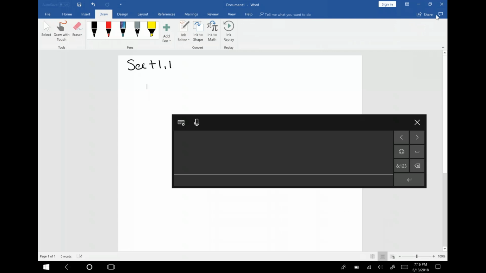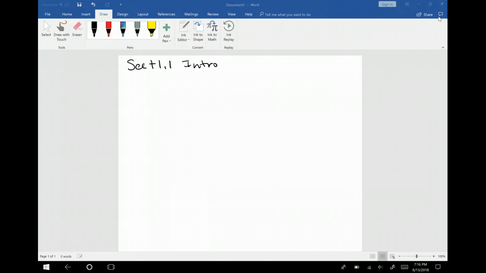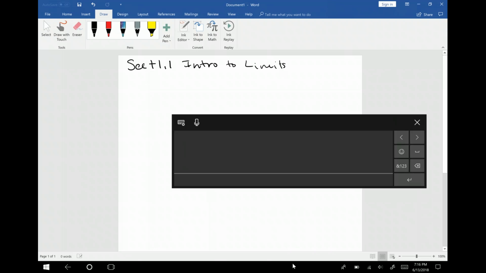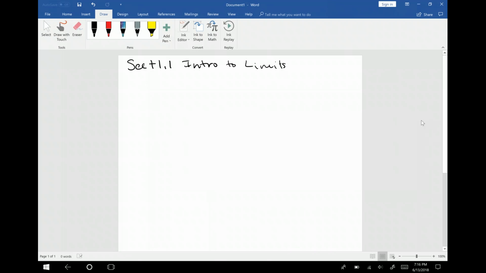So let's talk about section 1.1 and its intro to limits. I'm not going to go through the whole thing because we just really don't have time. If you have questions, I can answer them, or I'll just pick a couple of problems in here.